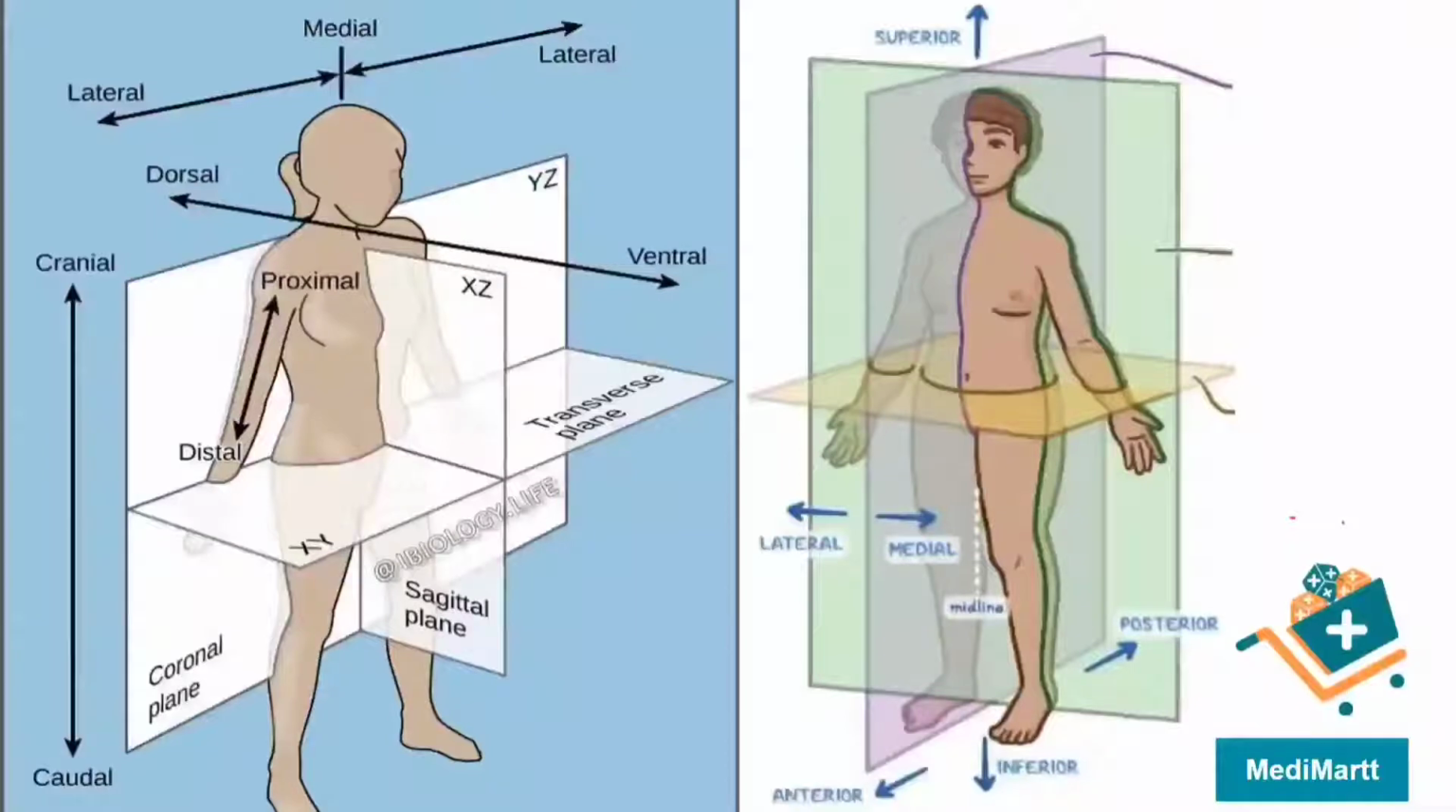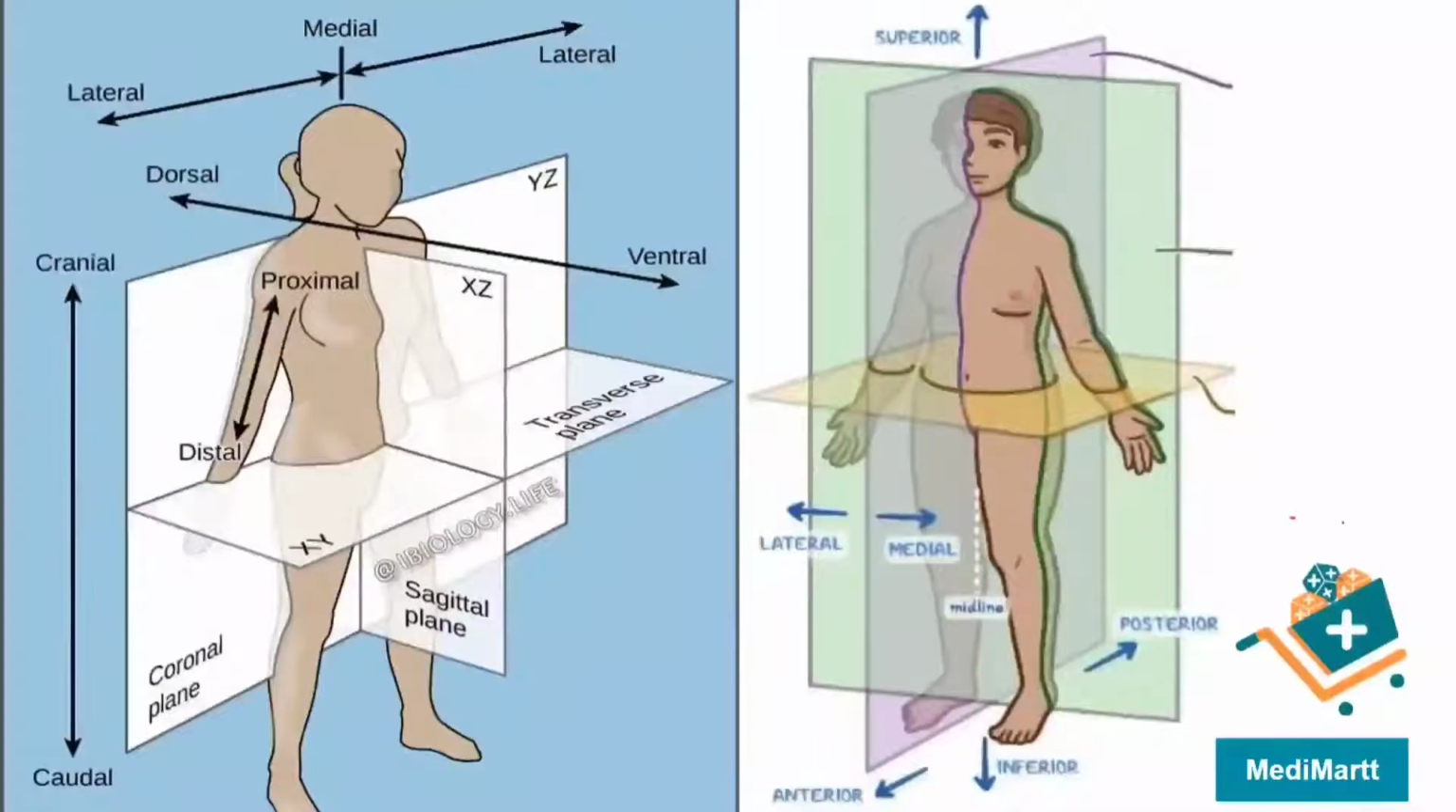But when it is not exactly midline, say for example, this is exactly midline, sagittal plane. But when it is not exactly midline, for example, if we are cutting the body here, then that will be called the parasagittal plane. Parasagittal plane, mid-sagittal plane.